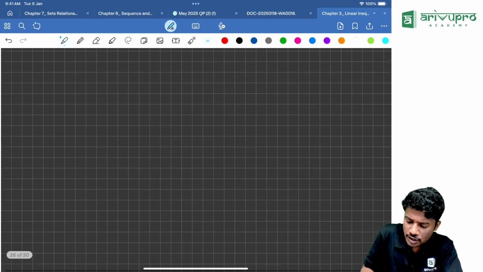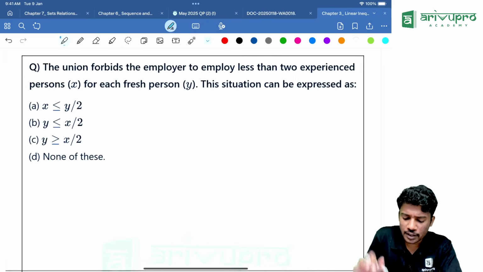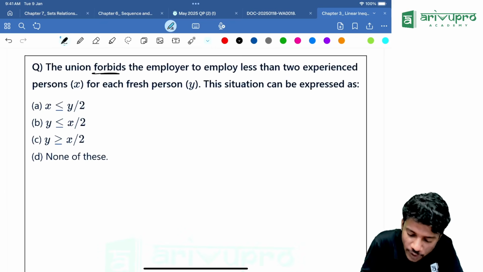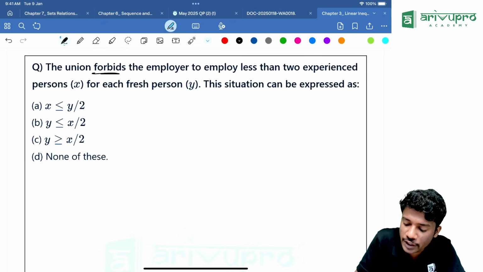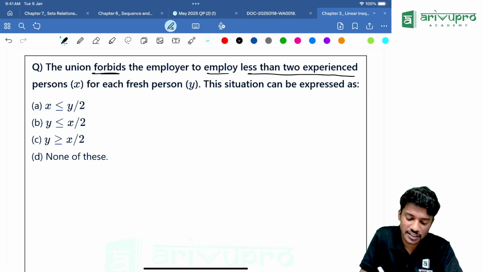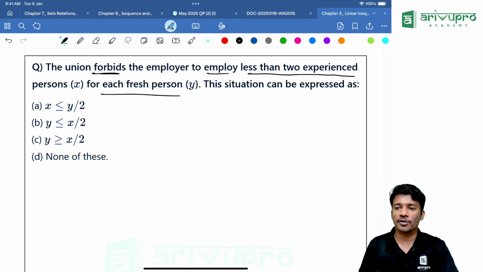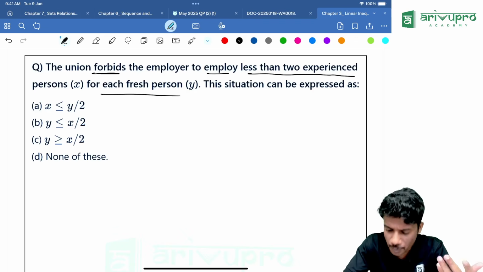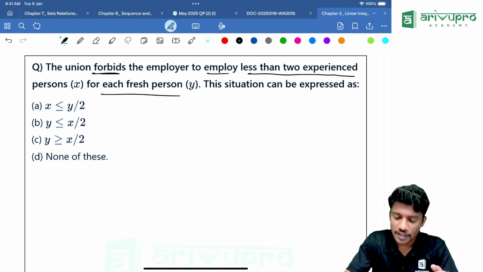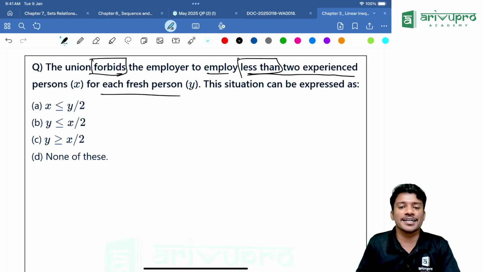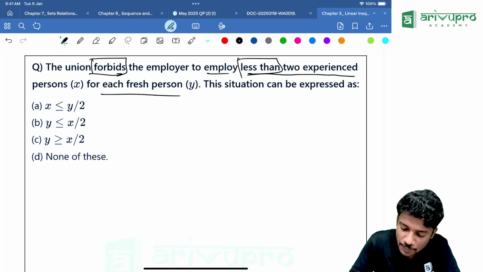we will take one question. Look here. The union forbids the employer to employ less than 2 experience to each fresh person or freshman or fresh woman. How to do this? Forbid means what? Since the word forbid is there, less than will become what? Greater than. Opposite it will be. So that means employer to employ less than 2 experience.